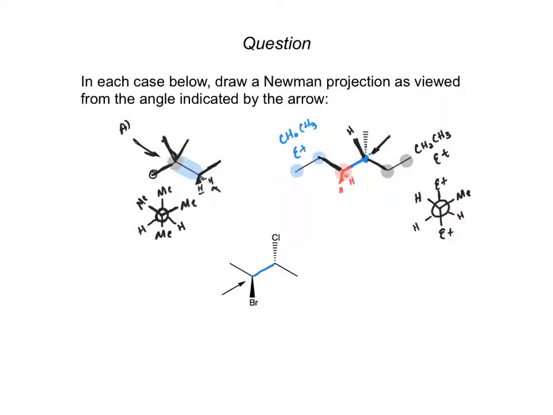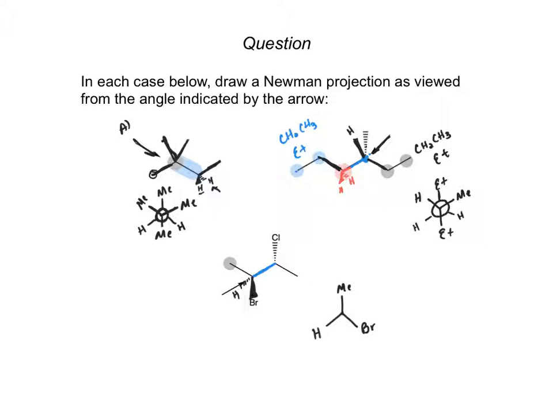The bond that we're looking down is right here. Our front carbon, we have a methyl group pointing up, so I'm going to go ahead and draw that first. So we've got methyl pointing up, and then we've got this bromine that is pointing down. And as we look at this, it's coming out at us, so that is to our right at this point in time. So this guy is down and to the right, and then we have an implied hydrogen that's down and to the left.